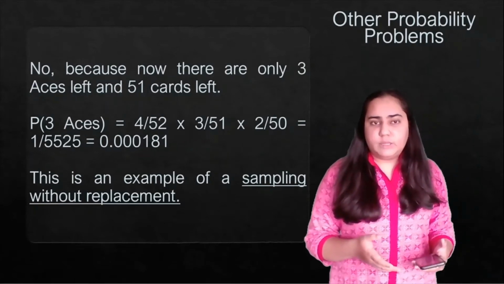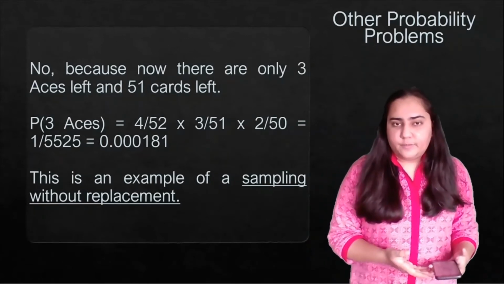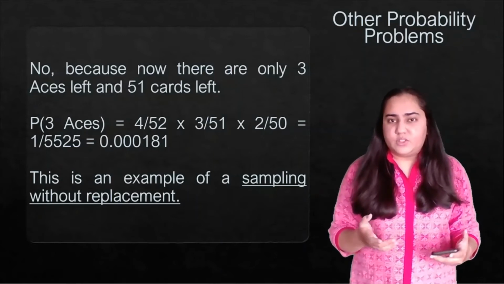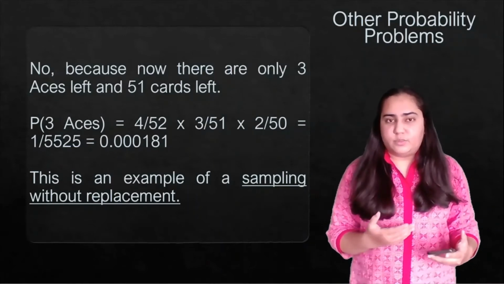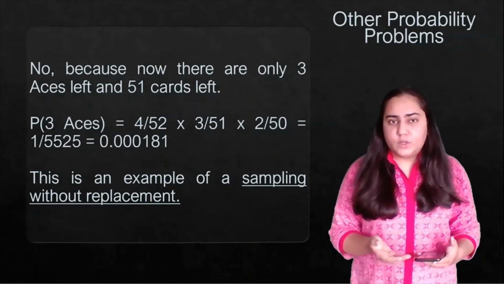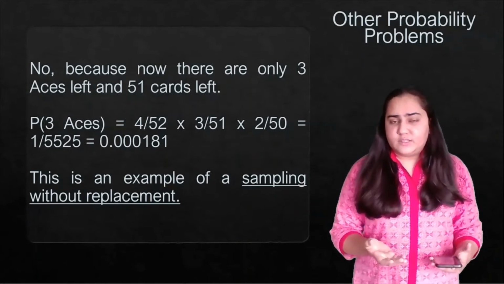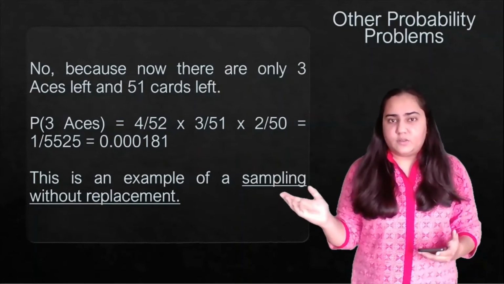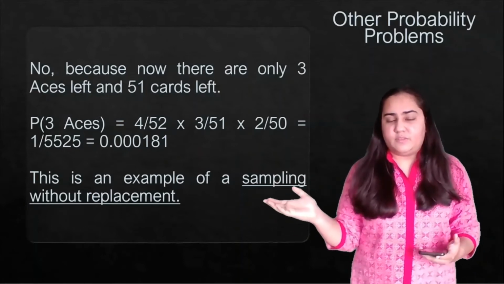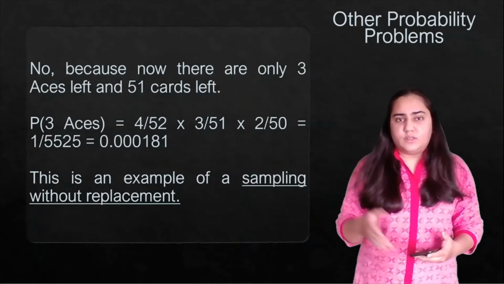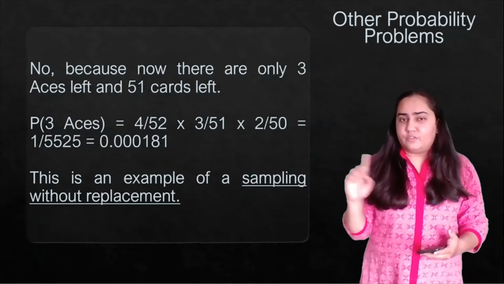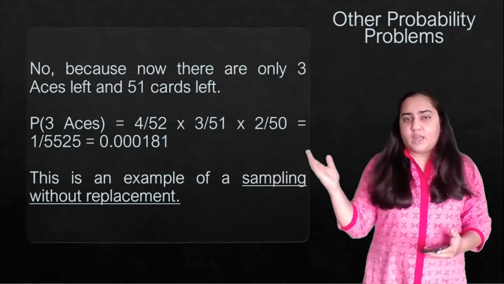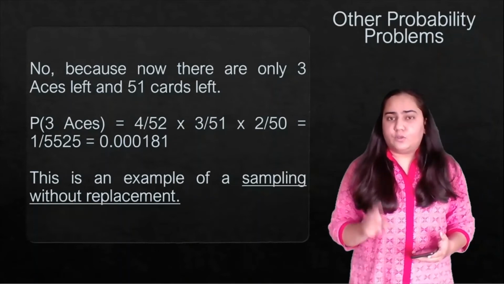You would be writing P of three aces. So earlier it was P of picking just one ace, which is probability of picking one ace, which is 4 by 52. But now picking three aces in succession would be 4 by 52, multiplied by 3 by 51, and then multiplied by 2 by 50. So this 4 by 52 is picking the first ace, 3 by 51 is picking the second ace, and 2 by 50 is picking the third ace.